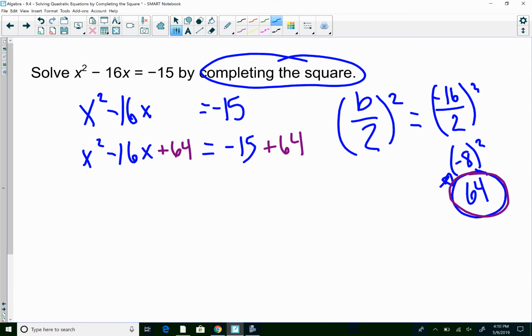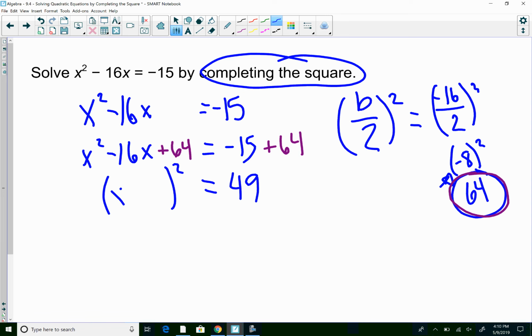Okay? So what you do to one side, you have to do to the other. So now from here, what we're going to do, besides combine these like terms, so let's see, 64 and negative 15, that turns into 49, is we are going to take this trinomial and break it down into our binomial squared.